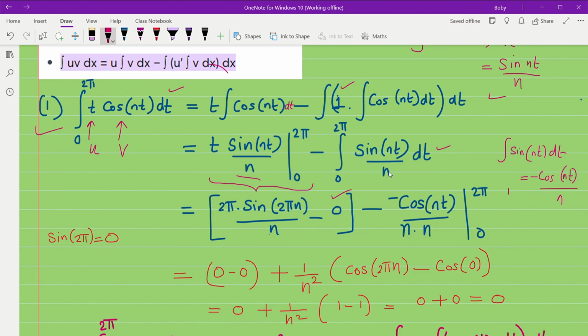So there is already an n in the denominator. So n into n, that will become n square. Now we can apply the limit here, upper limit 2 pi and lower limit 0.